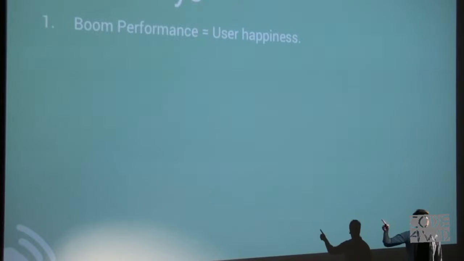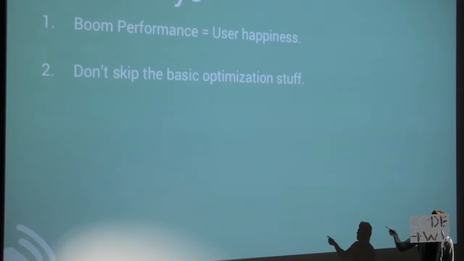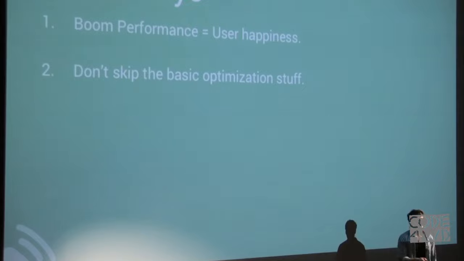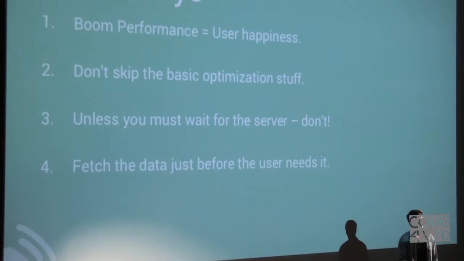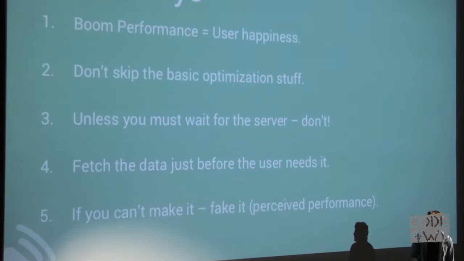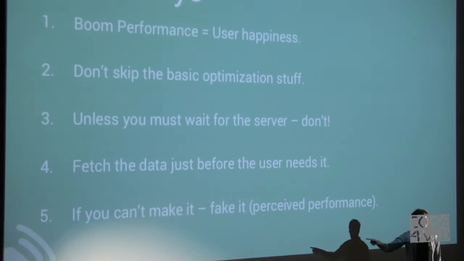So my takeaways, quickly. Boost performance, always remember, it's user happiness. Performance is happiness. Users are going to love your tool if it's fast enough. Don't skip the basic optimization stuff I went through, but that's not enough. Unless you have to wait for the server, don't wait for the server. Always think, when you develop a new feature, whether you have to wait for a response from the server. Fetch the data before your users need it, predict what they need, fetch the data, cache it in the client, and if you can't make it, fake it. Use perceived performance in order to present faster performance.